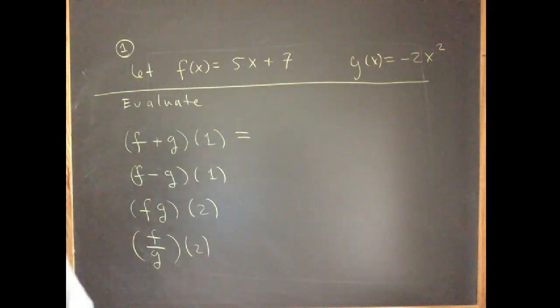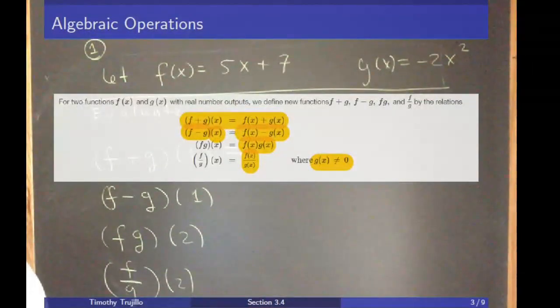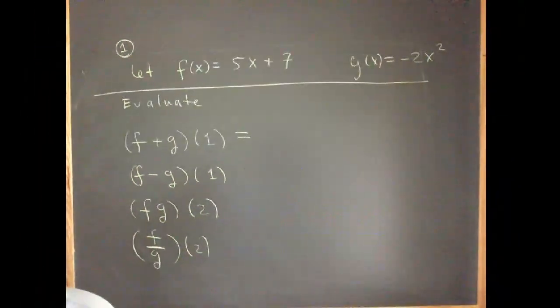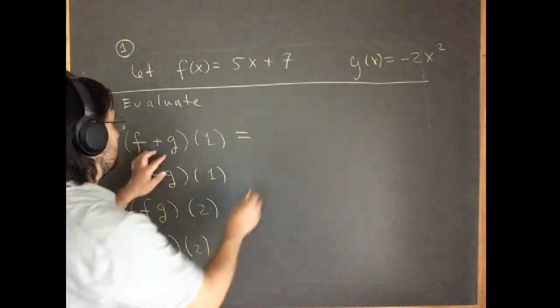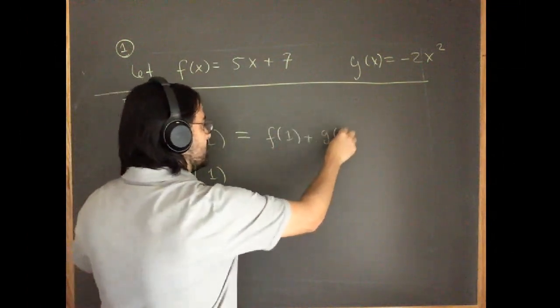So just coming back to that definition, what we have is f plus g evaluated at some x is f of x plus g of x, okay? So let's use that for that first one. So there, you're just going to plug in 1 into f and 1 into g.